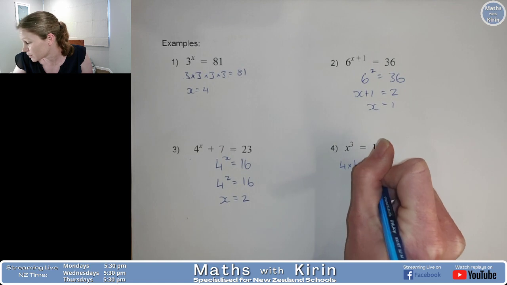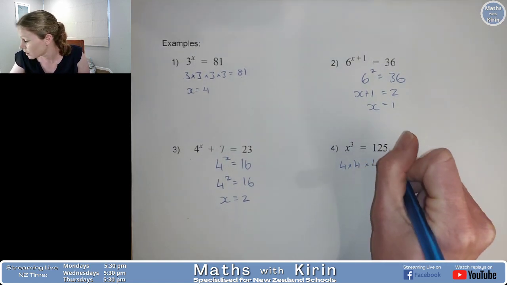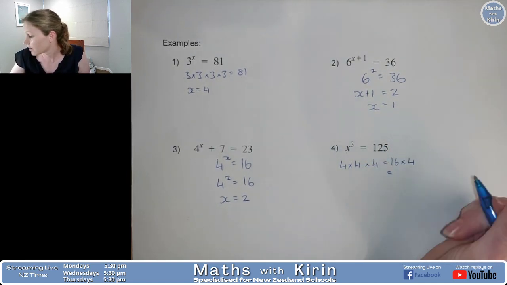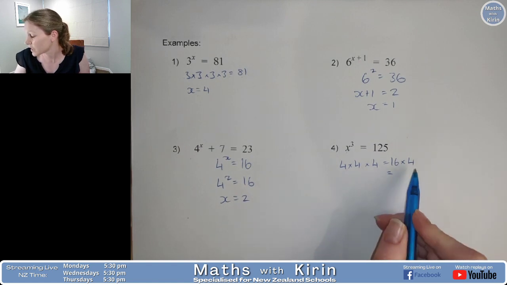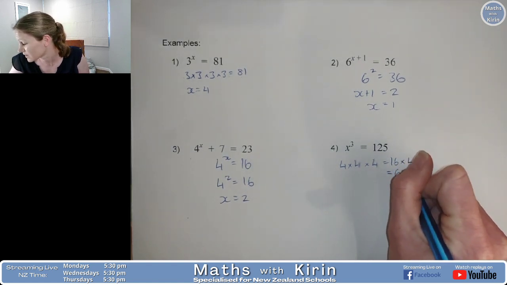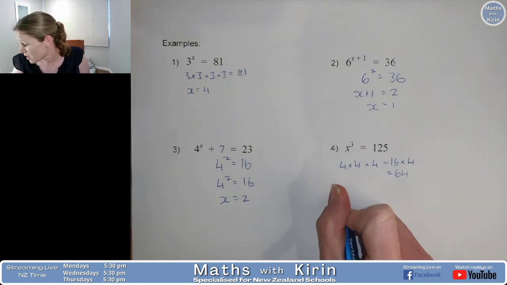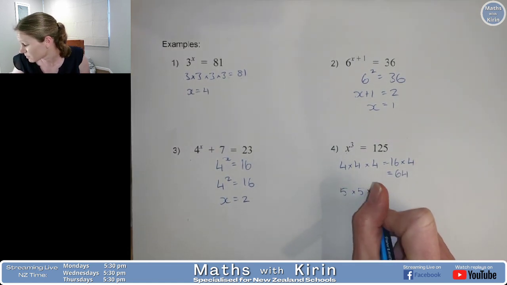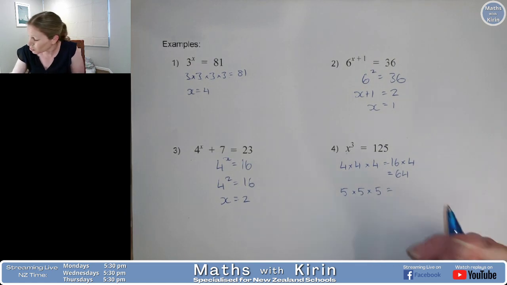And then if we multiply 16 by 4, we get 4 times 10, which is 40, plus 4 times 6, which is 24. So that would give us 64. So that's too low. 5 times 5 times 5 would be the next logical choice.